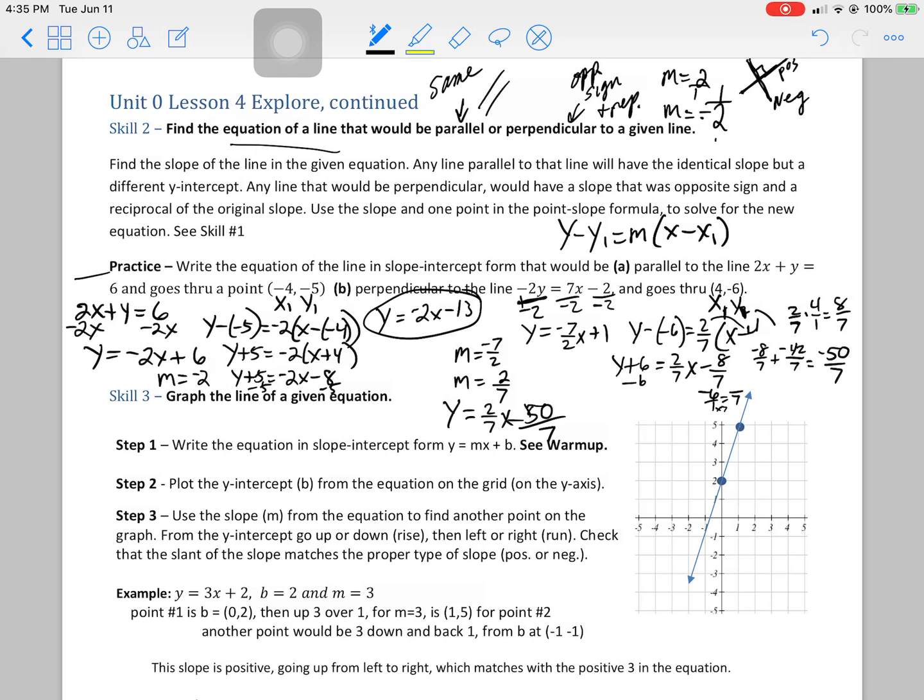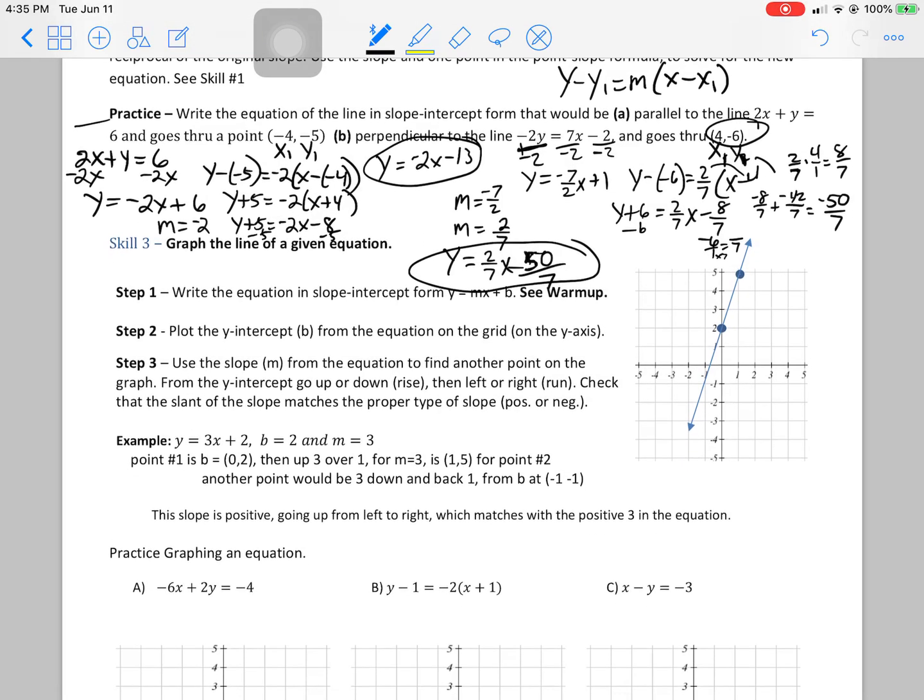And I did check that when I did the key. What you can do is put this ordered pair back in here, put the negative 6 over here, and believe it or not, 2 over 7 times 4 minus 50 over 7 is a negative 6, okay? So that's the equation of the line. Sorry, it's all kind of jammed on here.